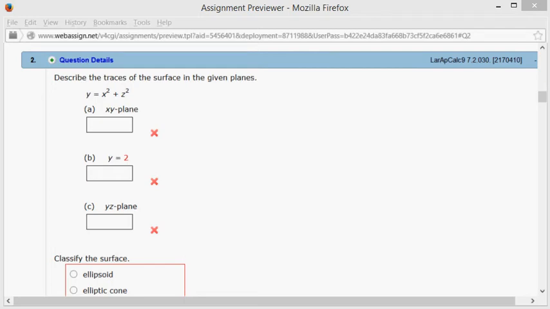Okay, let's look at homework 7.2, 7.3, problem number 2. It says to describe the traces of the surface with these planes. So let's do that.